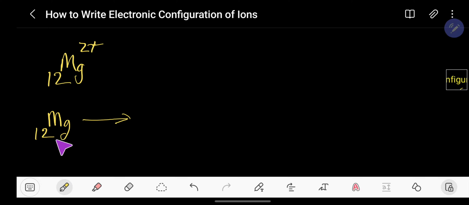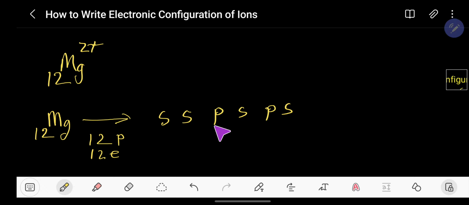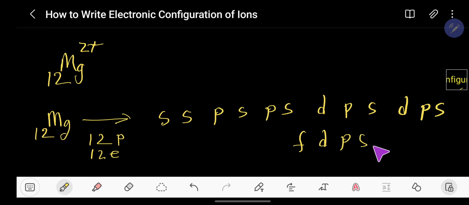In neutral magnesium, you have atomic number 12, meaning this has 12 protons and 12 electrons, right? The number of protons and electrons is equal. So let us write the electronic configuration of neutral magnesium first. You need to memorize this sequence: s, ps, ps, just twice: s twice, then ps, ps. Consider this ps as a unit and write it twice. Then dps, dps: consider dps as a unit and write it twice. Then write fdps, and this will continue. That is, you have to write s, ps, ps, dps, dps, fdps, fdps, fdps, right?